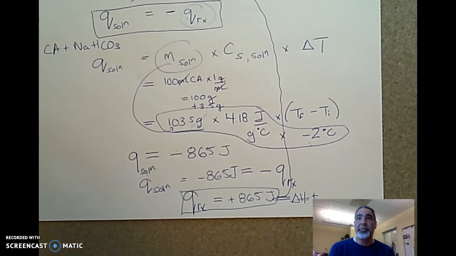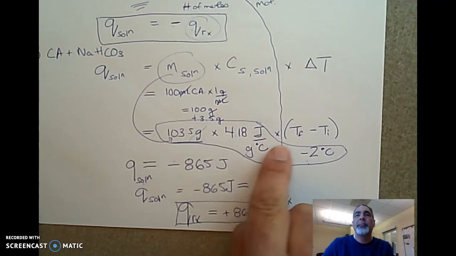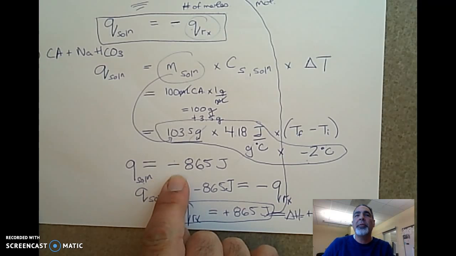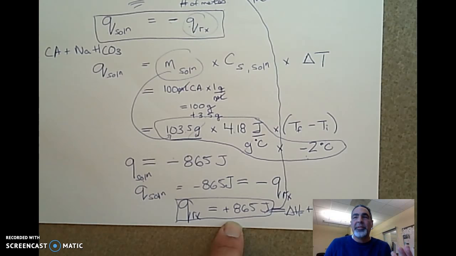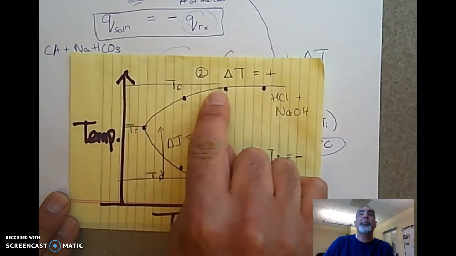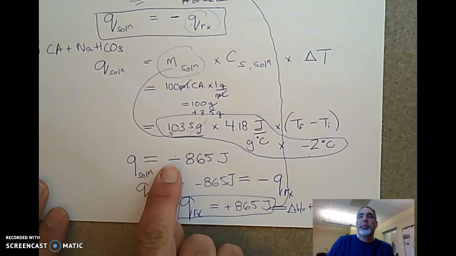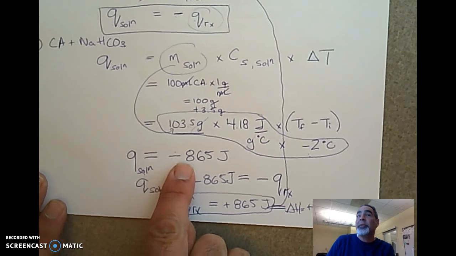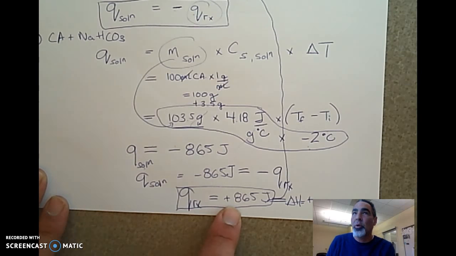In the other instance, you'll notice that your delta T will be positive. You'll have a Q solution that's positive, but your Q reaction will end up negative. So when you mix an acid and a base, as we did for the second experiment, your delta T is positive, your Q solution will be positive, and your Q of the reaction will be negative. Exothermic reaction, giving off heat.